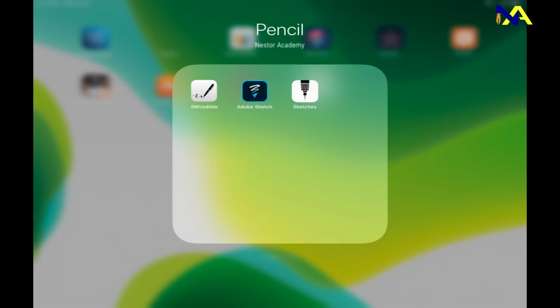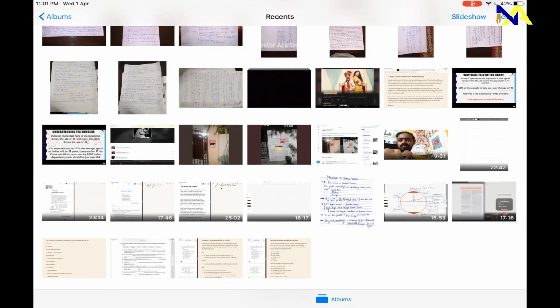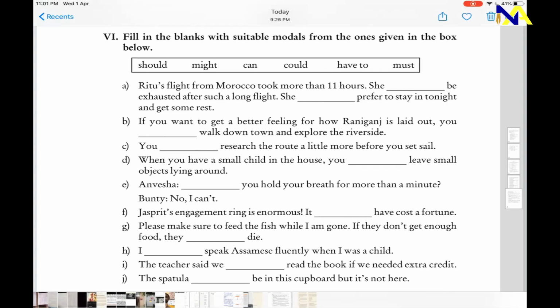Now for example, I think if I have got a, here it was, you can see, and it says that fill in the blanks with suitable modals from the ones given below. And if you wish to do it, well, you can always take a screenshot, but anyway, let's try to do it.